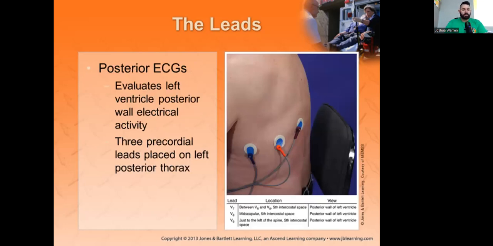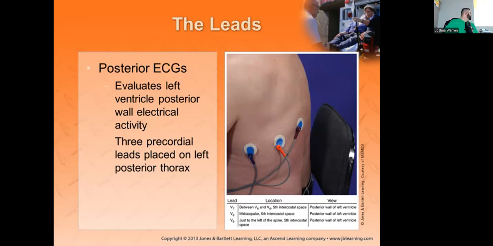Ready? What about a posterior EKG? This is gonna look at the back. So that means we're just gonna put 3 precordial leads on the back. We're gonna space them out farther and take a little bit more of a look. It evaluates the left ventricular posterior wall electrical activity.